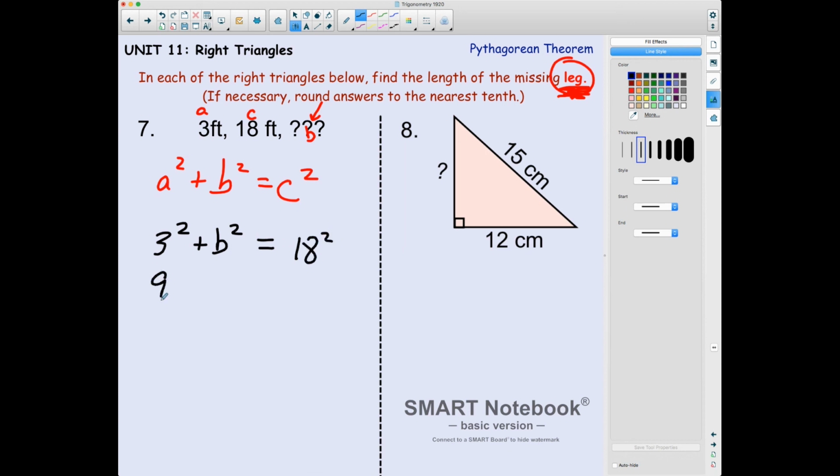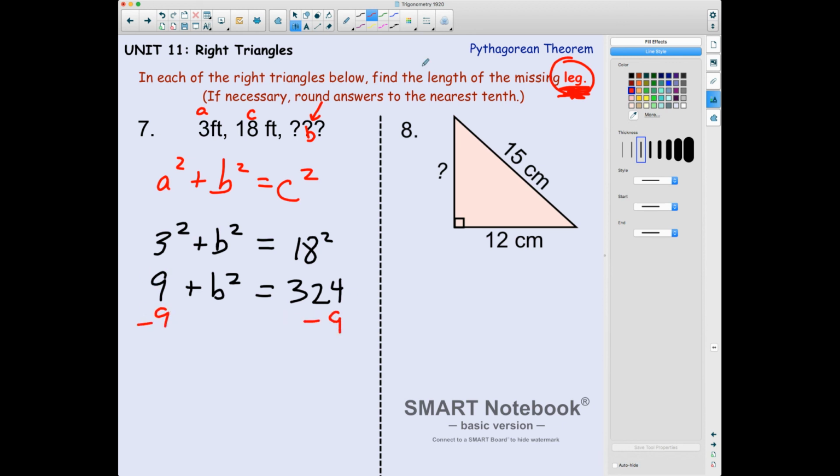So this is 9 plus B squared. Oh, the variable's in a weird place. It's okay. Calm down. Okay, 18 times 18 is 324. Oh, wait a minute. It looks like we're going to have to do a little algebra. So, 9 plus B squared. That means we have to get rid of the 9, do inverse operations, subtract it out.